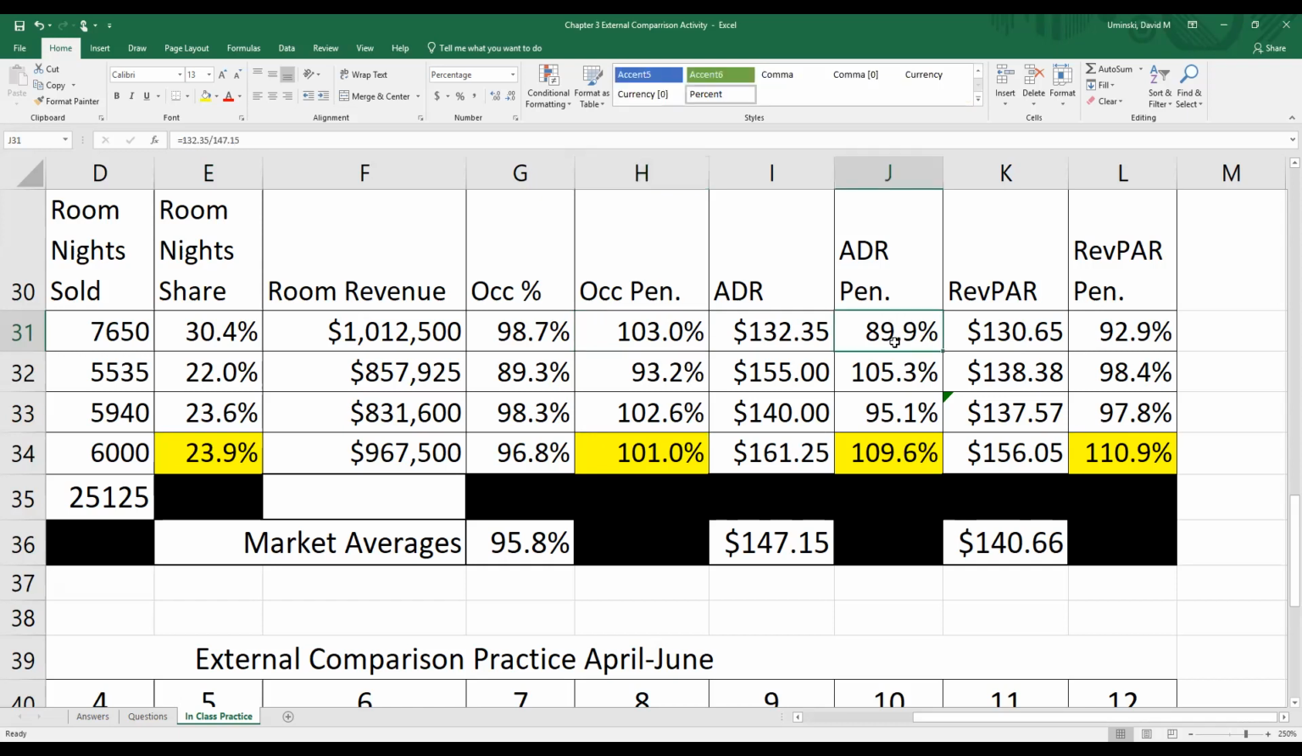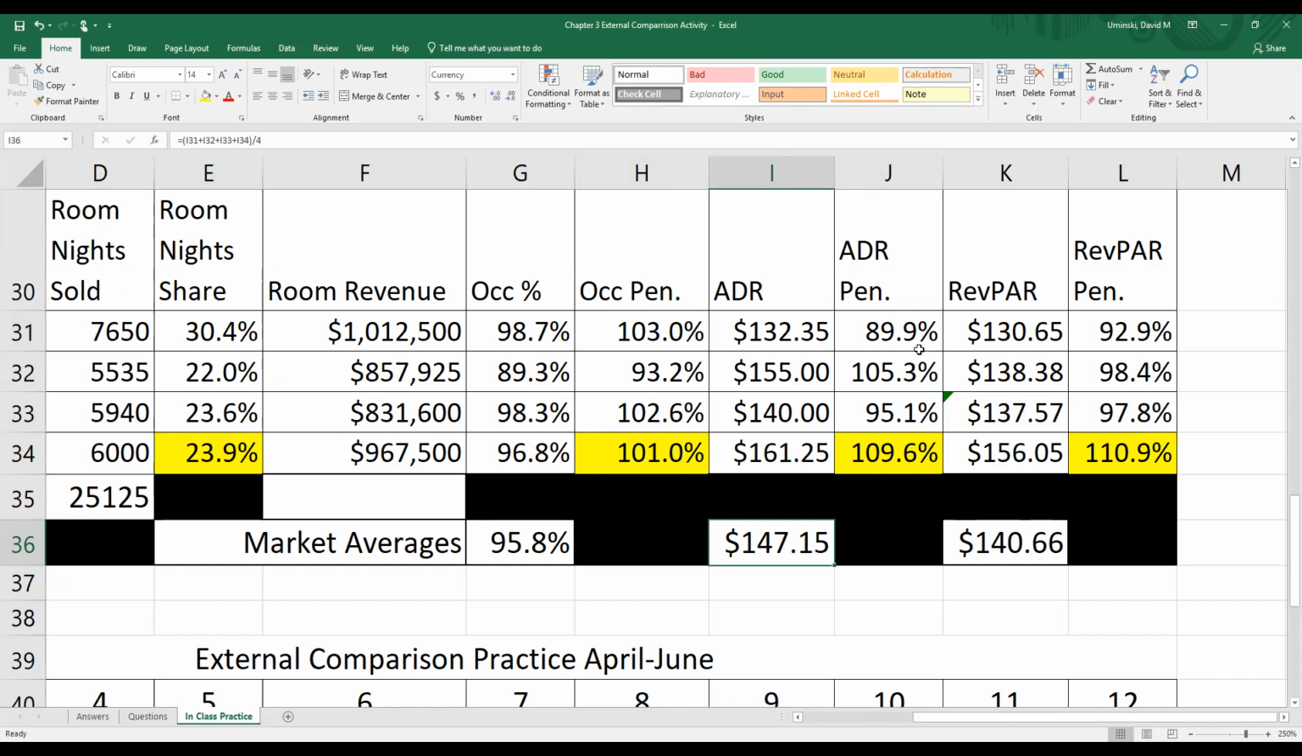Their average daily rate was 90% of this 147. So then it makes sense why they got so many rooms, because they were the cheapest option. So probably a lot of people booked them, right? When we look at this, what's that? They had more rooms to book.